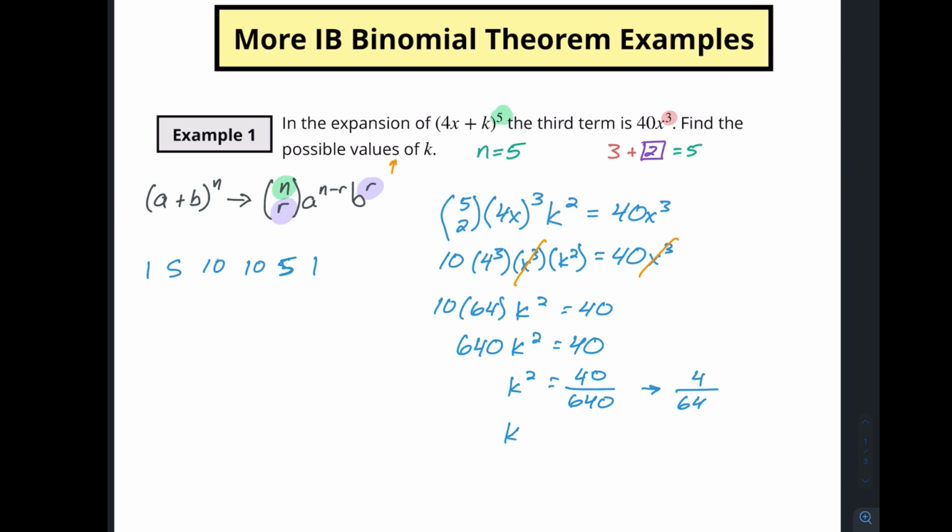And then I've got k squared equals, I can even simplify this a little bit more. Both of those are divisible by 4, so I could go 1/16. So I take the square root of both sides of my equation, and when I do that, I have to consider both the positive and negative results, and I end up with a value of 1/4. So here are my two solutions, the two values we were looking for: k is equal to positive 1/4 and k is equal to negative 1/4.